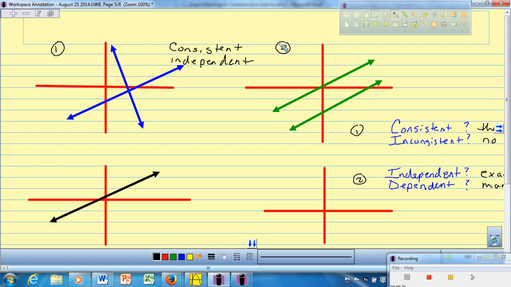Number 2, sketch a couple of parallel lines in your notes. So, with parallel lines, do they ever cross? No. So, is there a solution at all? No. So, what do we call this one? Inconsistent. Yep.